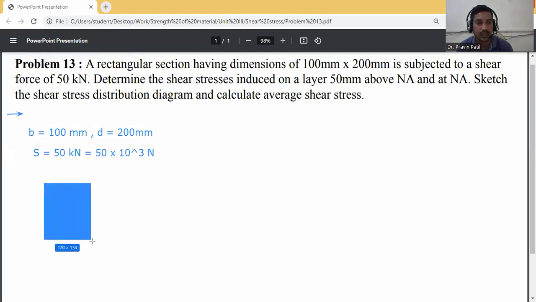So this one is a rectangular section. Its width is b is equal to 100 mm. And depth d is equal to 200 mm. So location of neutral axis, just show the neutral axis, it will be d by 2.